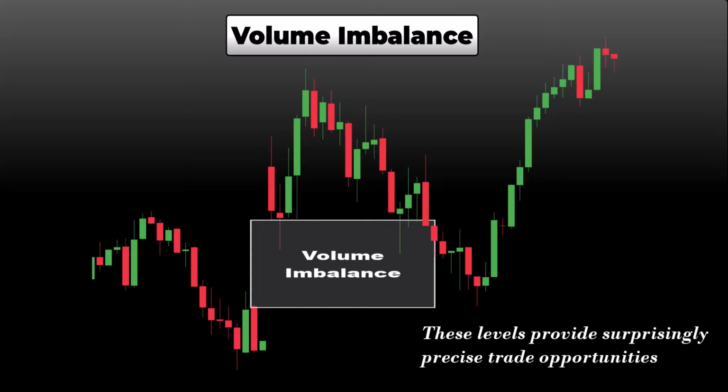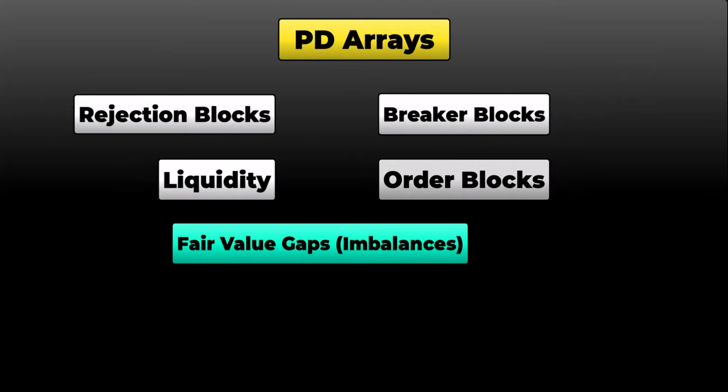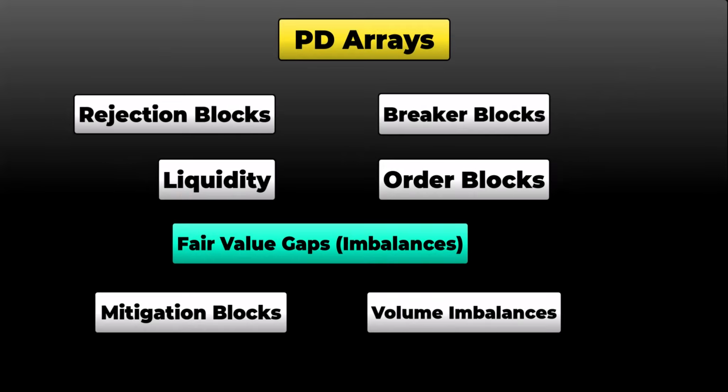So there you have it, all the ICT PD arrays. Each one of these PD arrays explains a different way price interacts with liquidity, inefficiency, and shifts in direction. Mastering them step by step gives you a deeper edge in reading the market and positioning with smart money.